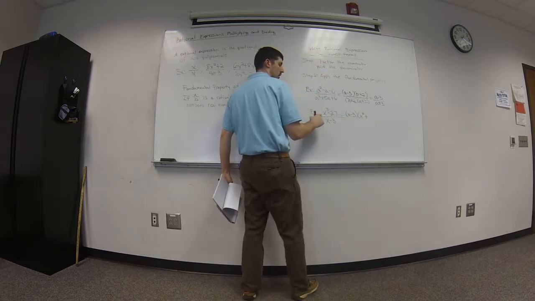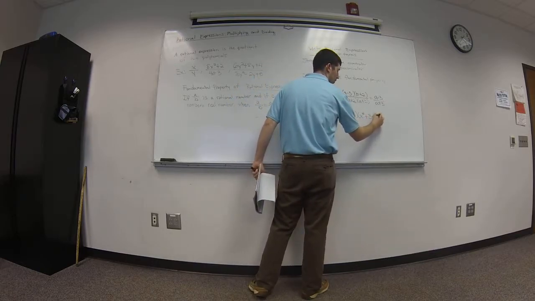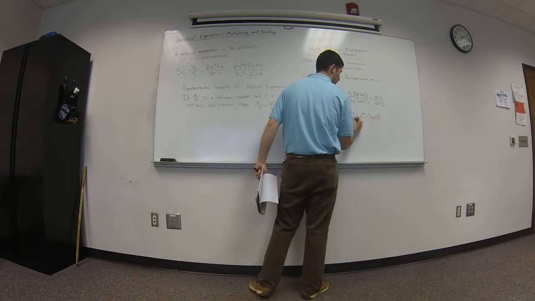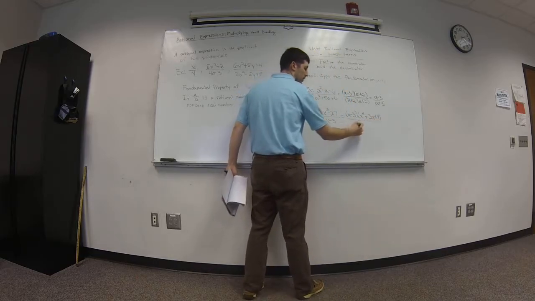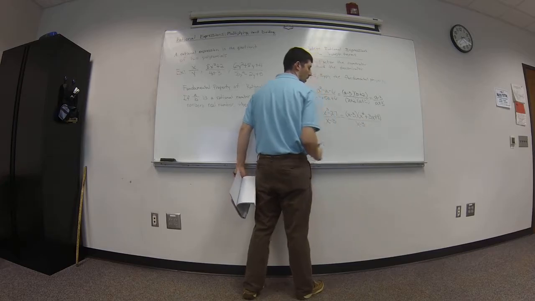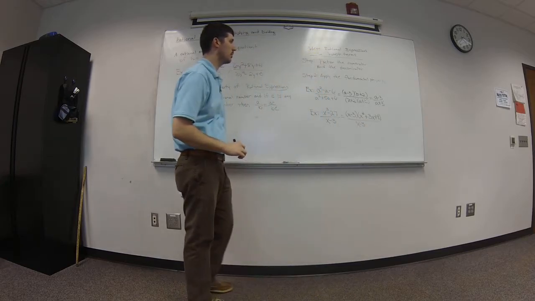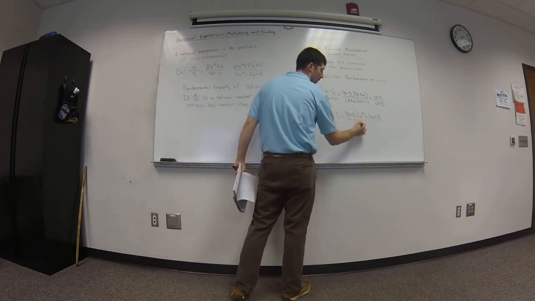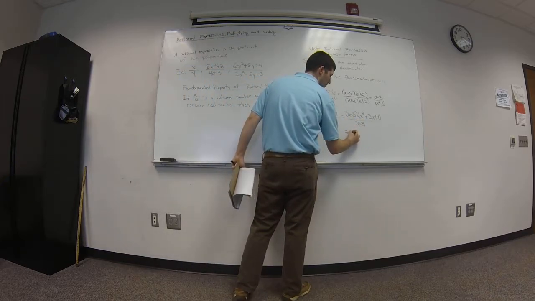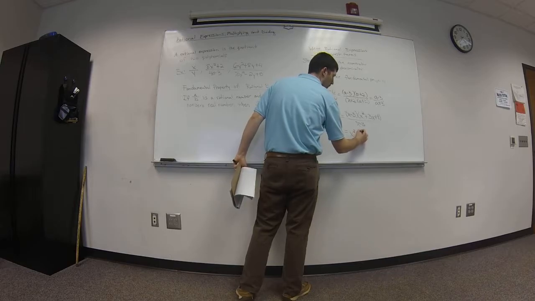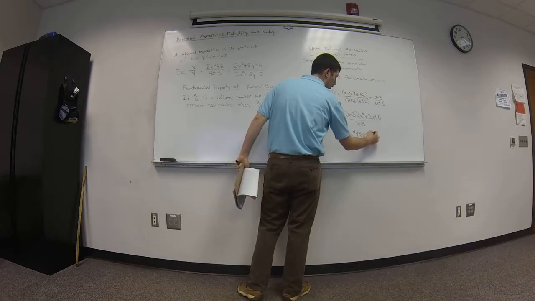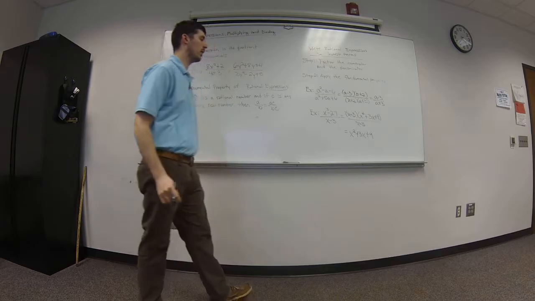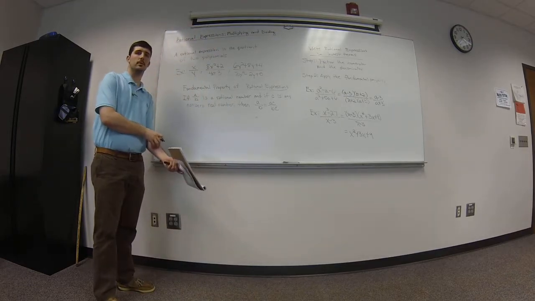plus 3x plus 9, all over x minus 3. All right, so that's step one. Step two, we divide out any common factors. So the x minus 3 and x minus 3 are gone, and we're just left with x squared plus 3x plus 9. And that's our rational expression in lowest terms.